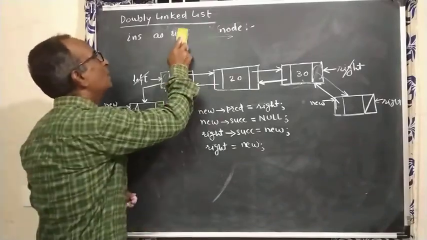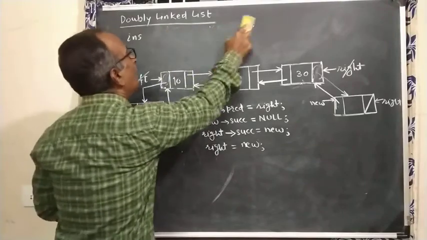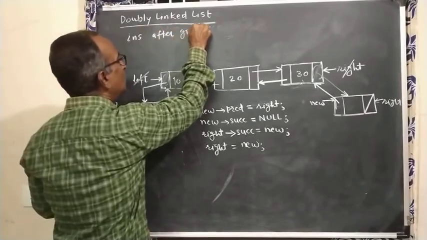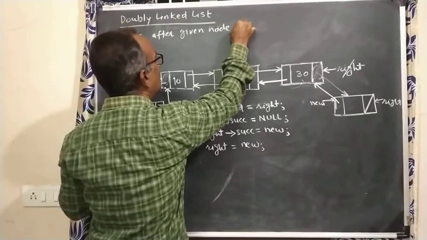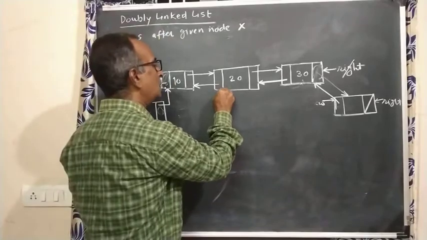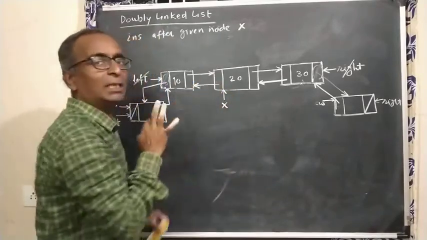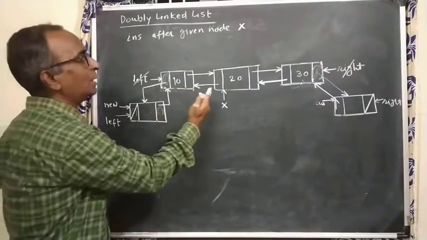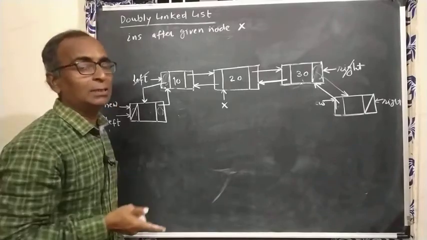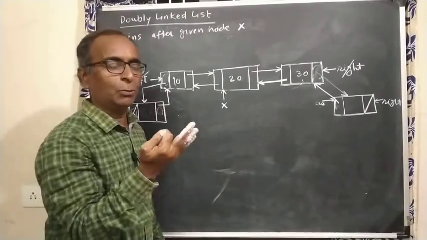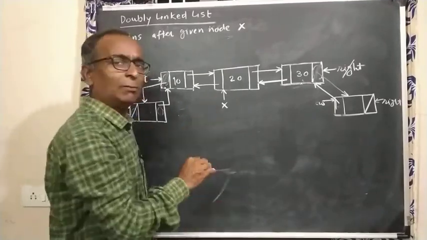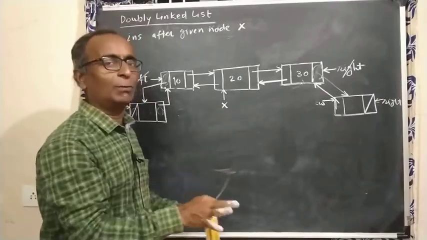Suppose insertion after a given node X is to be done. Suppose this X is given. X means the node's address is given to you. Now after the given node, in a singly linked list, if you are inserting, its complexity will be big O of 1. Constant amount of time is required. Here for every operation we are seeing, it is big O of 1 only.